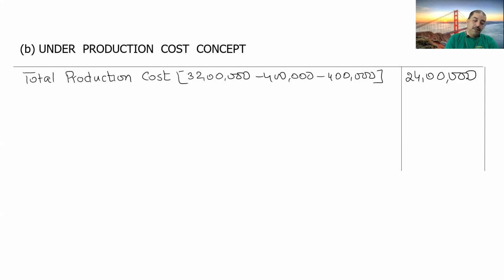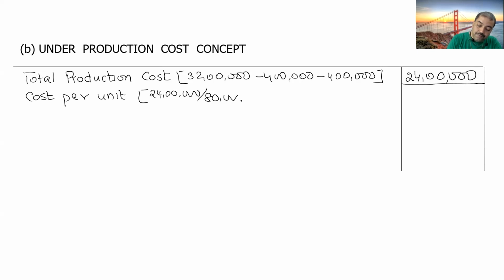Okay. Then cost per unit. 24 lakhs divided by 80,000. That is 30 rupees.